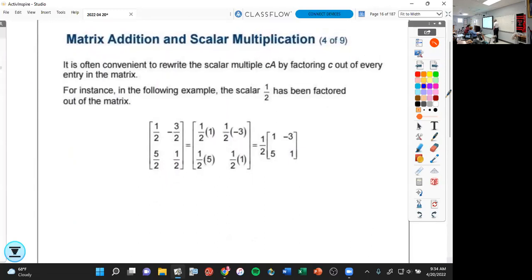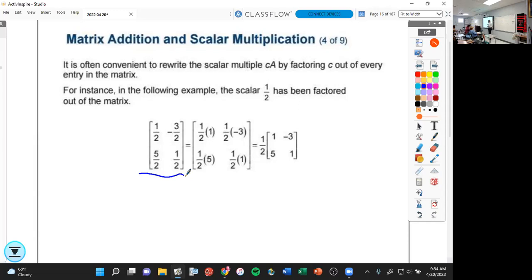It's often convenient to rewrite the scalar multiple cA by factoring c out of every entry in the matrix. So look at this matrix to start with here. A matrix full of fractions, kind of messy. And if you were writing that, especially with some of your writing, it gets even messier.